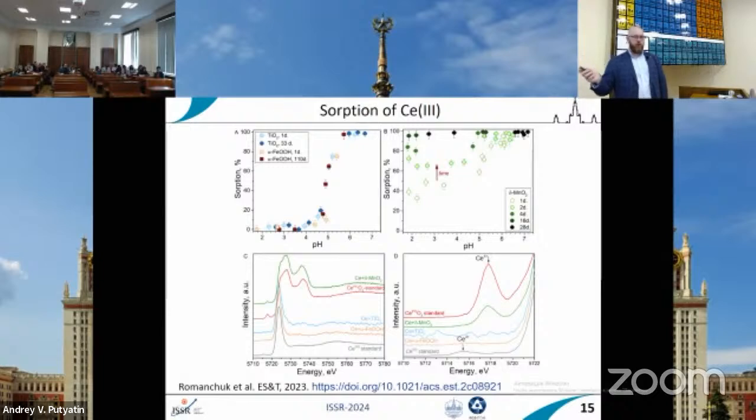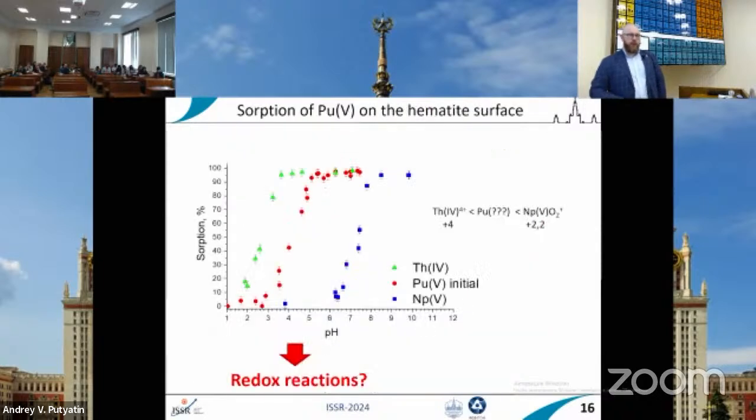So this is one of the examples of how we can understand what is going on in the system. And there is another system with plutonium, with initial oxidation state plutonium +5.